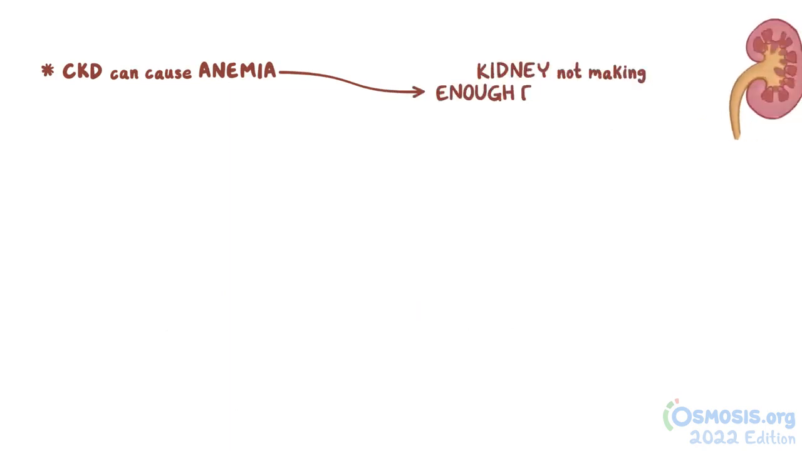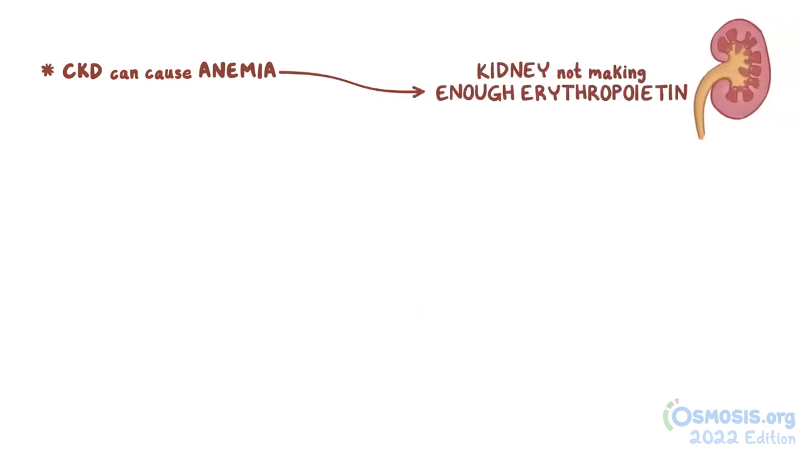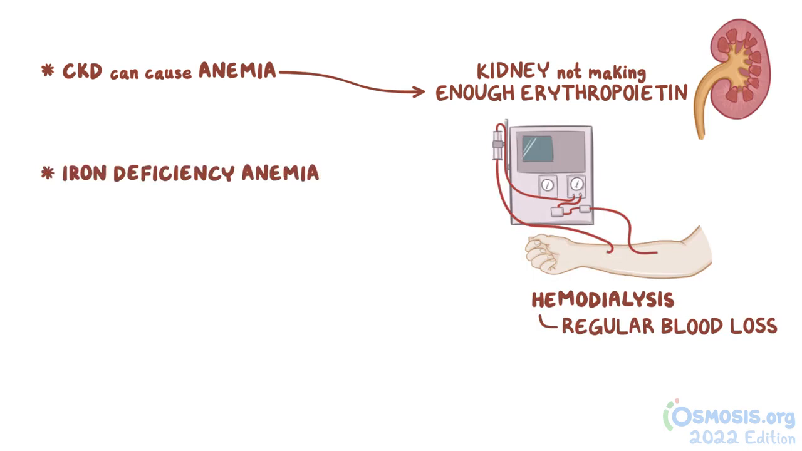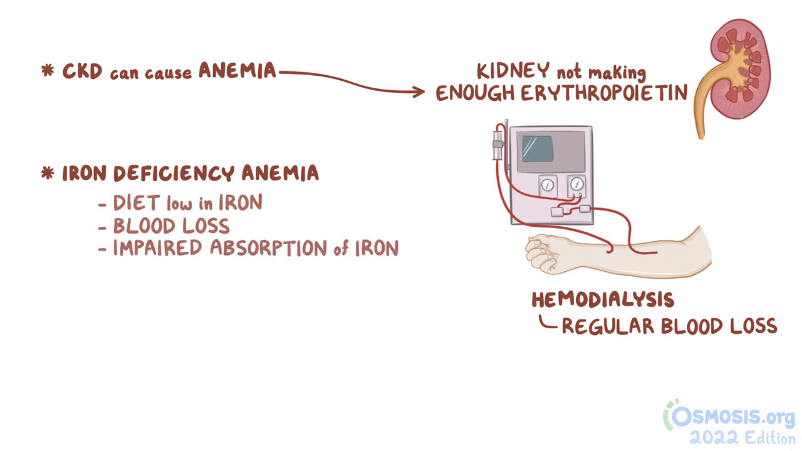CKD can also cause complications like anemia, which might be due to the kidneys making insufficient erythropoietin. In individuals that undergo hemodialysis, anemia can be caused by regular blood loss during hemodialysis sessions. Individuals with CKD are also prone to iron deficiency anemia for several reasons. Some have diet low in iron, blood loss during hemodialysis, or impaired absorption of iron.